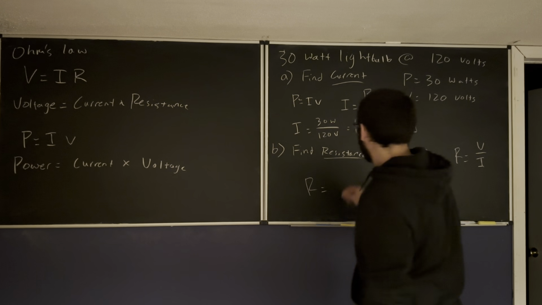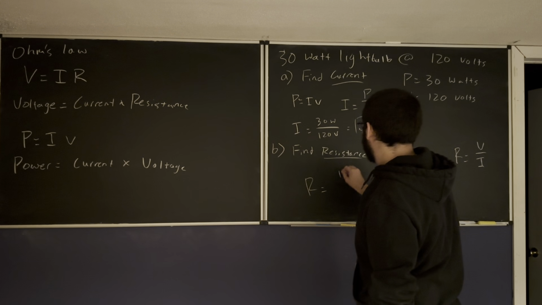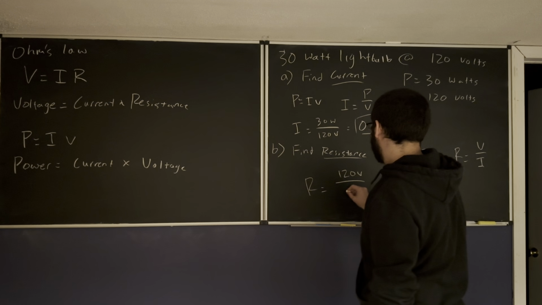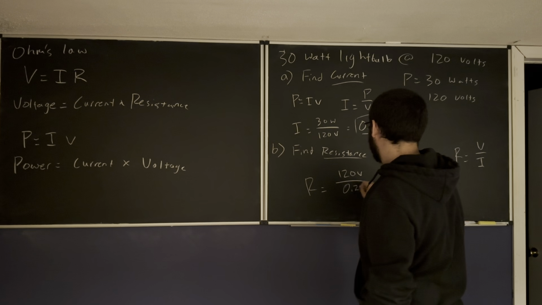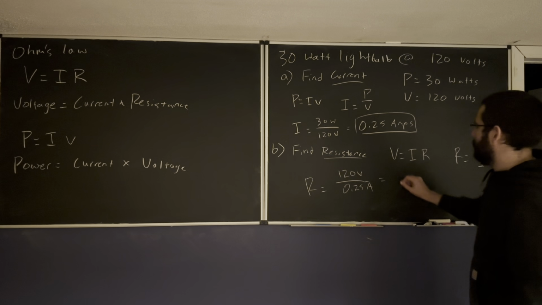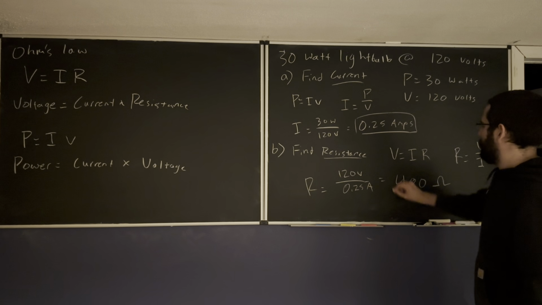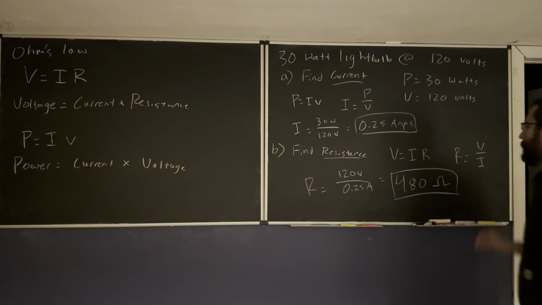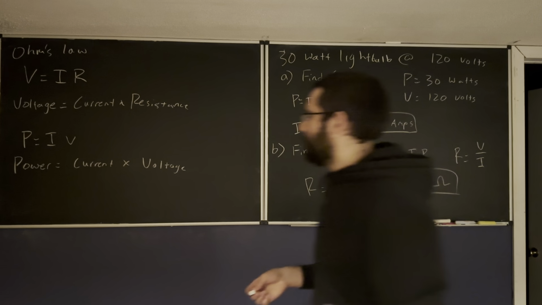And so, yeah, we have 120 volts divided by 0.25 amps, okay? And that comes out to 480 ohms. All right, that's how you do that one. So yeah, basic example.